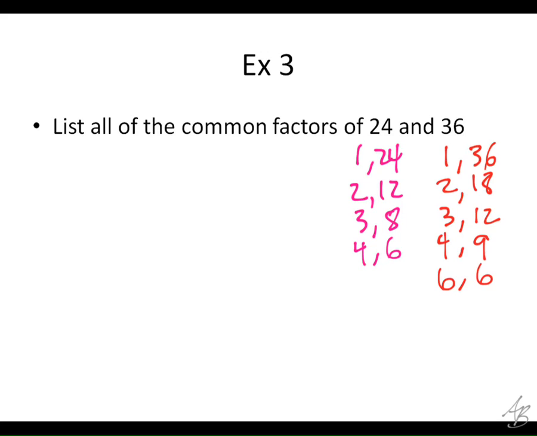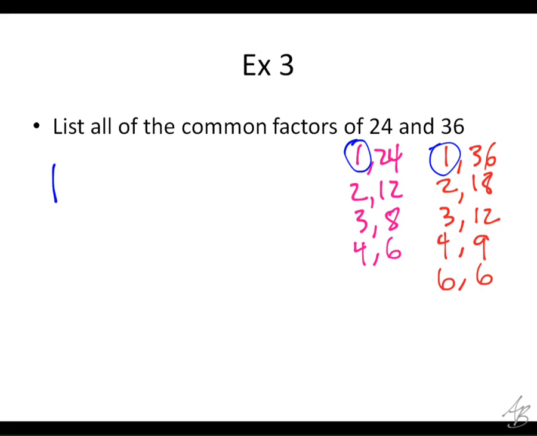So how do I figure out which ones they have in common? Aiden? Yeah, just look for the ones that are the same. Exactly. So we have 1, right? You don't have to circle them, but I'm going to circle them so we can see. They both have 1 in common, so we'll list that one. They both have 2. In fact, guess what? Every number has 1 in common, right? Since 1 is always a factor of every number, 1's always going to be a common factor also.